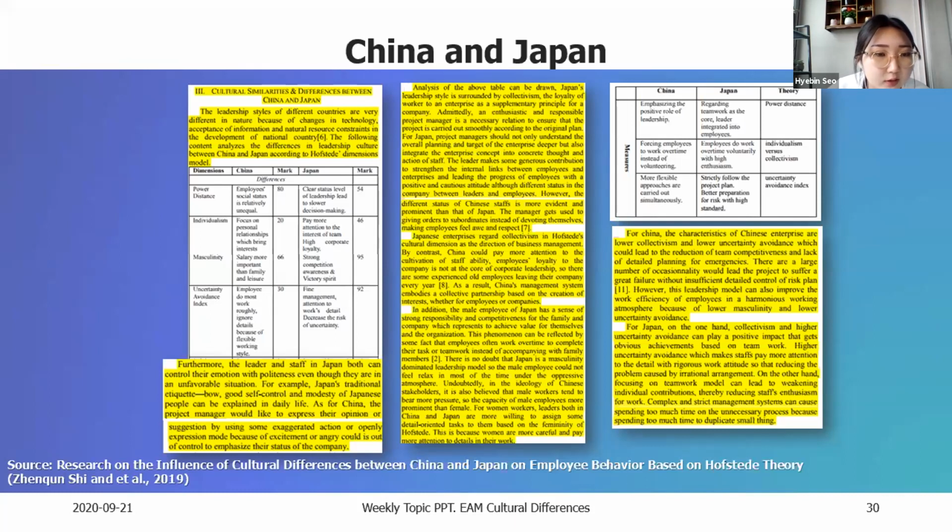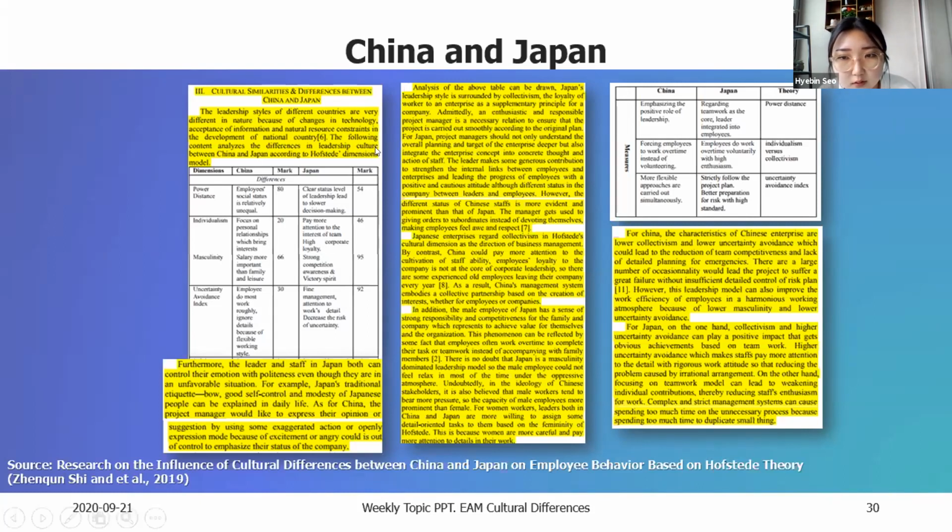And for the uncertainty avoidance index, it was the most important thing that I found from this journal, which says that in China, employees do most work roughly and ignore details because of a flexible working style. And in Japan, it says fine management, attention to work detail, decreases the risk of uncertainty. Therefore, Japan is trying not to face uncertainty as much as they can, compared to China, which is more open to that kind of uncertainty. And also, if you see the context of those journals, it seems like China and Japan have different aspects in their culture.